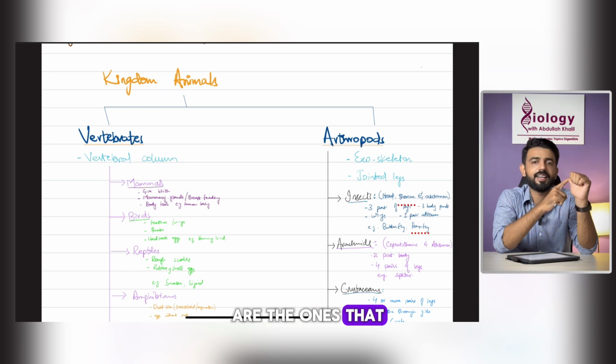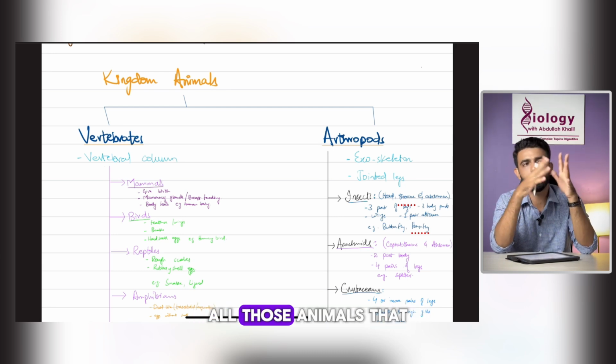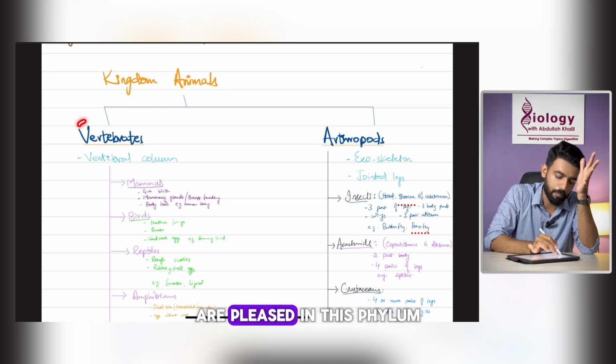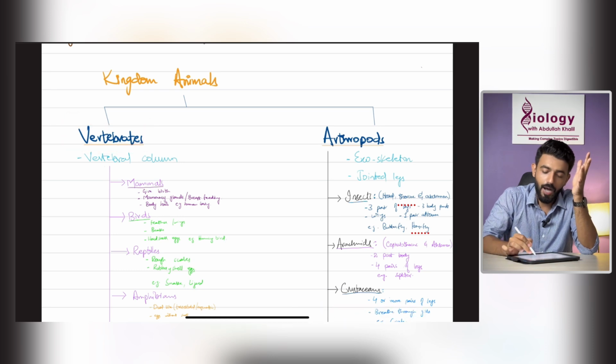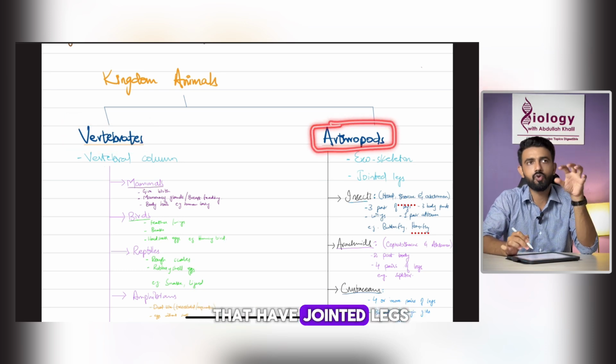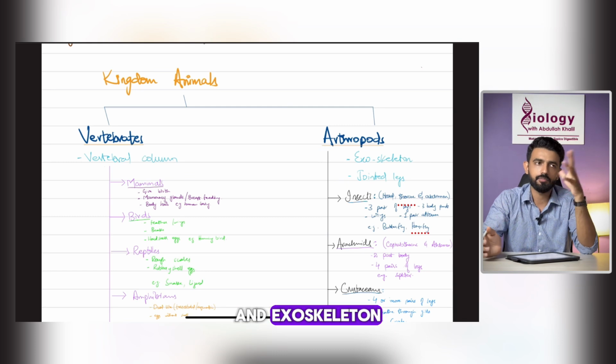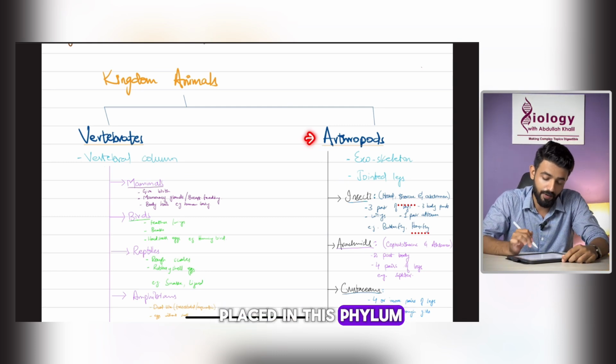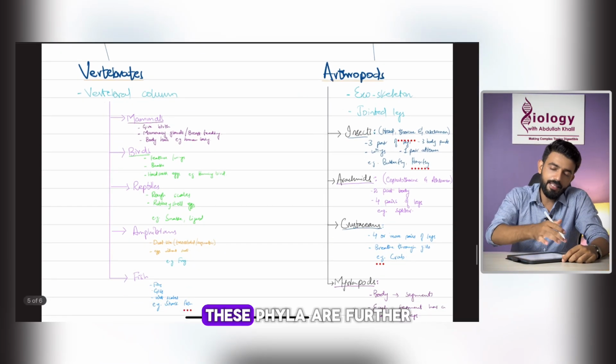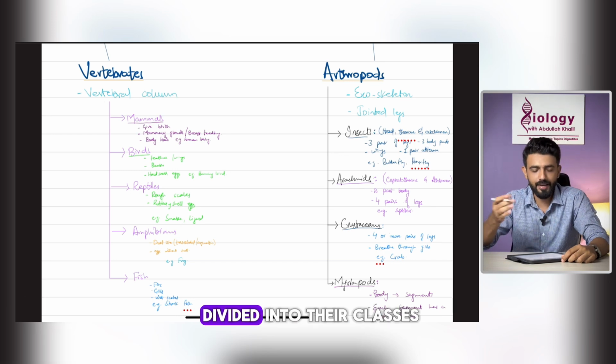Vertebrates are the ones that have the vertebral column. All those animals that have a vertebral column are placed in this phylum. Arthropods are the ones that have jointed legs and an exoskeleton. All those organisms are placed in this phylum. Then these phyla are further divided into their classes.